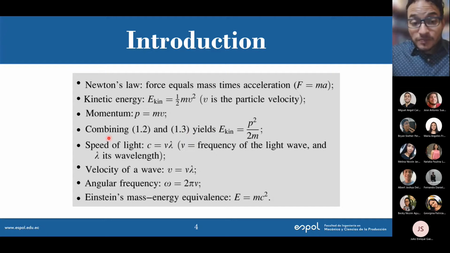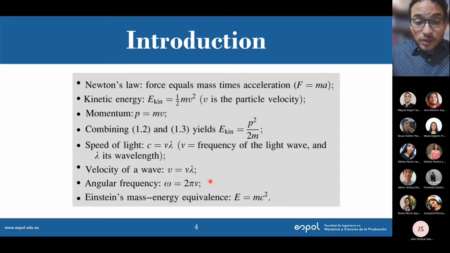The speed of light relates the frequency of the light wave to the wavelength. Okay. The velocity of the wave relates the frequency of the light wave as well to the wavelength. So basically the speed of light becomes the same as the velocity of a wave, because light is a wave.